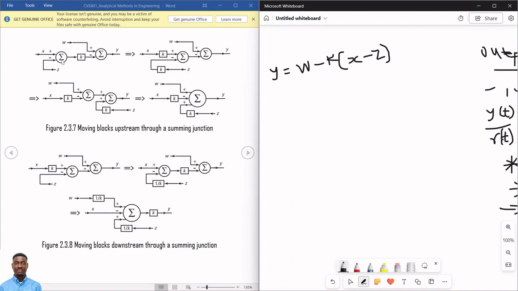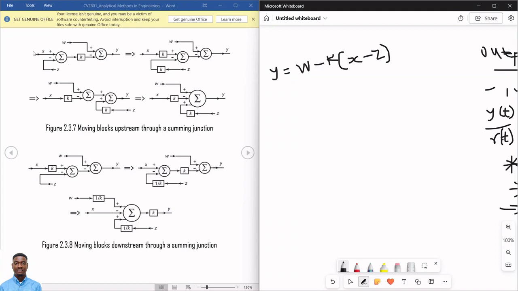And so now say I want to move K downstream, move it to the left of the equality sign. Move it over this summing junction. Move this block K over this summing junction, downstream, that's to the left. So, for the block I'll be getting, I must ensure that the mathematical model of this block is the same as this one. And how do I do that?